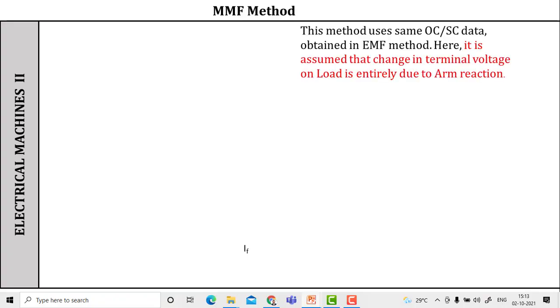Now here, in this method, the data uses the open circuit test and short circuit test that is obtained in the EMF method. In this method, it is assumed that the change in terminal voltage is entirely due to the armature reaction, and the armature resistance is mostly neglected, and the voltage drop due to the leakage reactance, that is IAXL, is neglected.